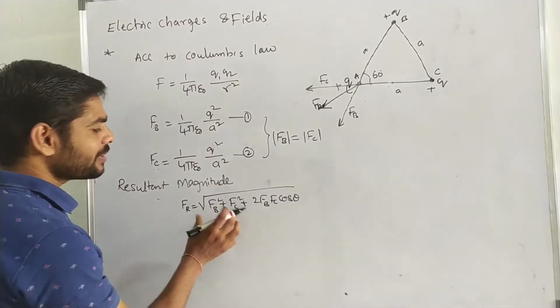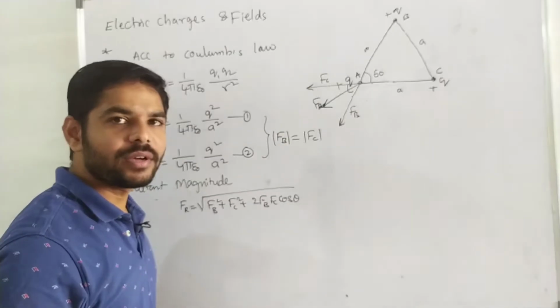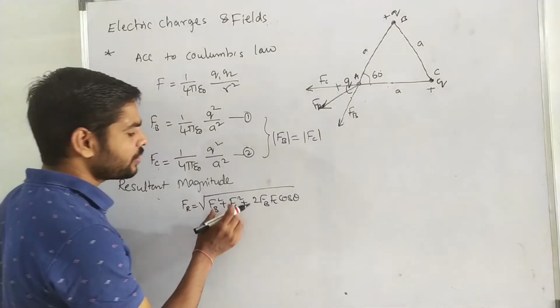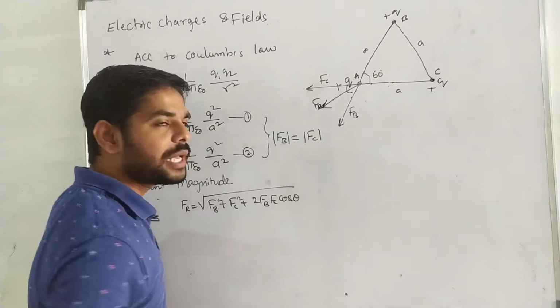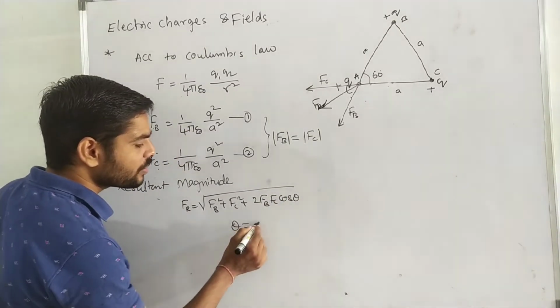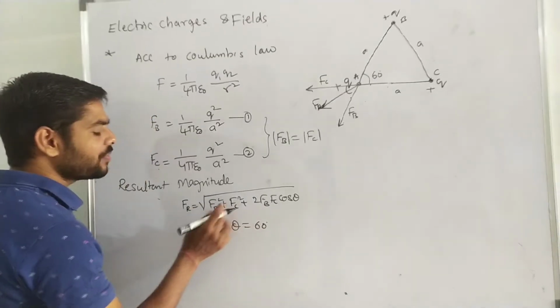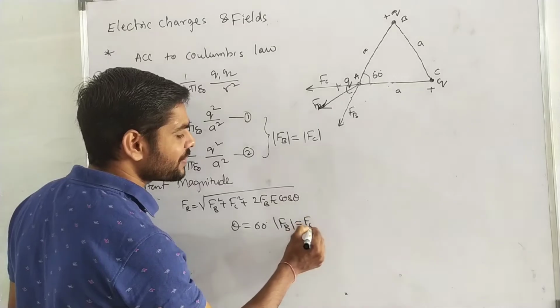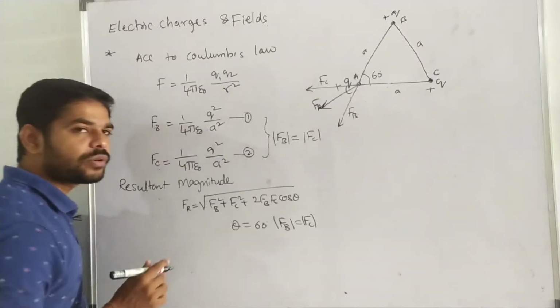Understand? So this is according to the parallelogram law formula. We have read that in first year. So Fr is equal to Fb square plus Fc square plus 2 Fb Fc cos theta. What angle does it carry? Theta is equal to 60 degrees, and the mod of Fb is equal to the mod of Fc, meaning I am going to take either one as the same value.